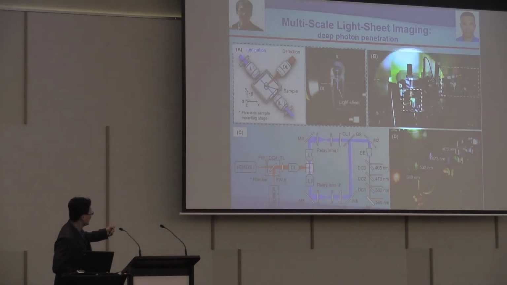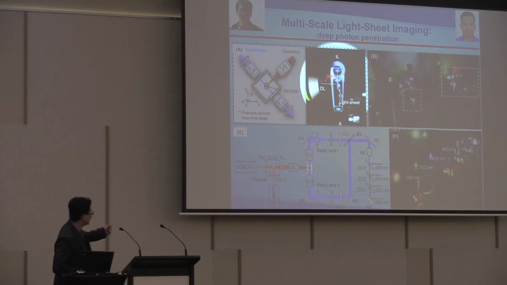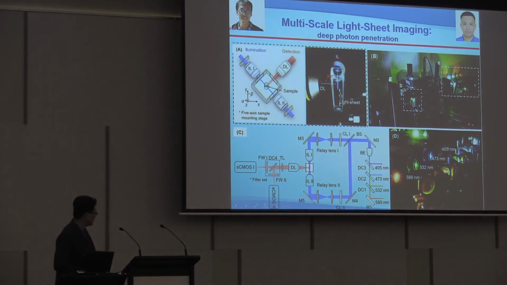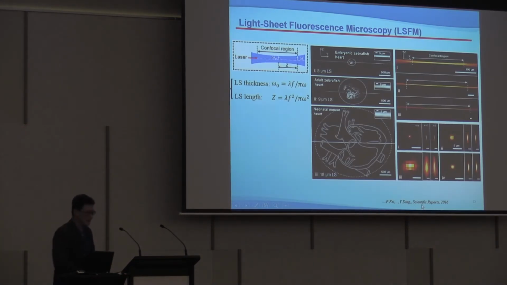So shown here is the optical pathway. This laser light was produced by this illumination, followed by perpendicular detection, and a host of light sources provide the possibility to image fluorescently labeled tissue. Next question is to generate multi-scale imaging.